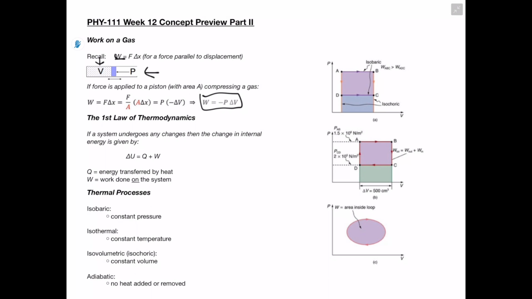I believe in the textbook it defines W as being the work done by the system, so in that case you would want to use a negative sign, but we're going to be using this equation here where we define W as work done on the system. So positive work would be work going into the system, and negative work would be work being done by the system. Thermal processes: we have isobaric processes, which would have constant pressure; isothermal, which would have a constant temperature; isovolumetric or isochoric, which would have constant volume; and adiabatic, which would have no heat added or removed from the system.